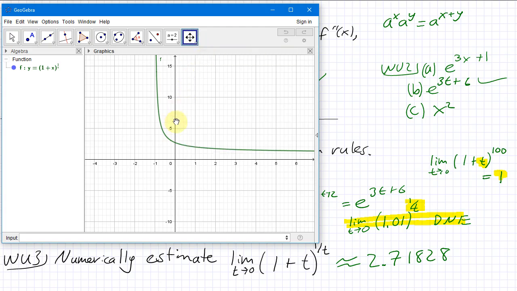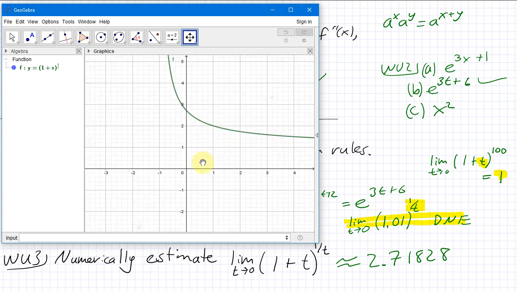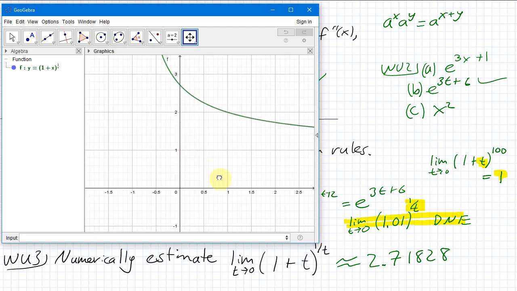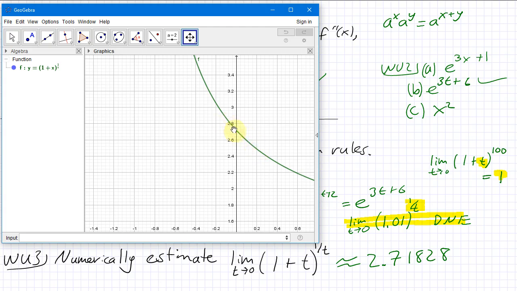See what I mean by that. Try to zoom in here. Yeah, it looks like as our values of x get closer to 0 from both sides, then the function is approaching 2.71828 there, although you can't necessarily tell. It just looks like about 2.7 there.